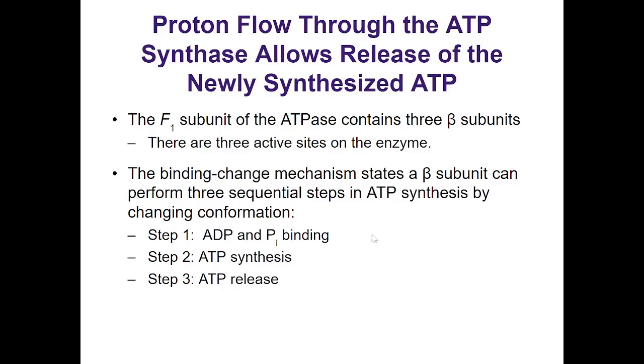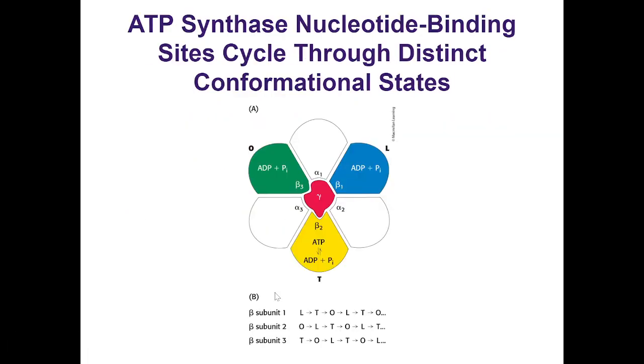Step 1, ADP and orthophosphate binding. Step 2 is ATP synthesis. Step 3 is going to be ATP release. So this right here is this process, and you can see these different steps in it. Remember, part of this process is the gamma moving. That gamma moving is going to be forced by the proton motive force. Okay? That's the force behind this gamma moving here.